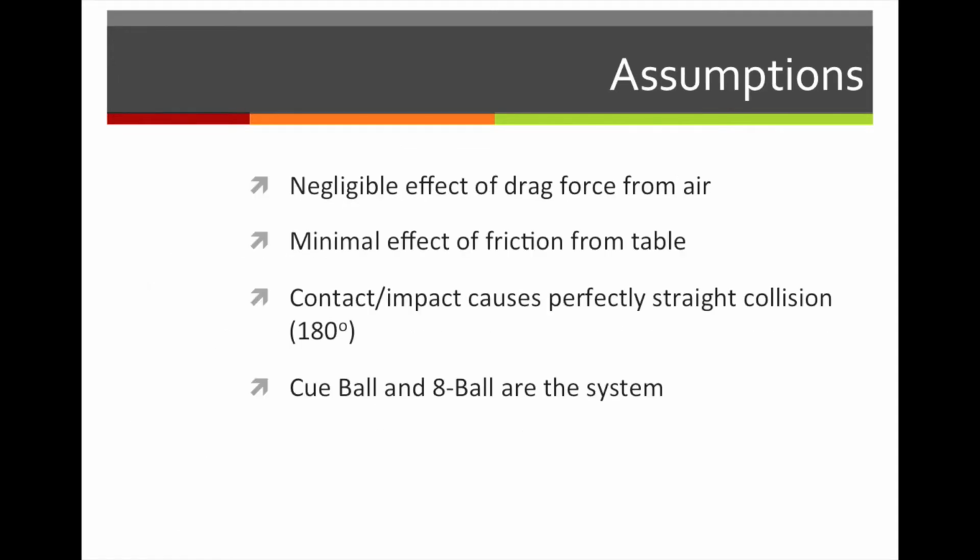The assumptions that I'm making in this lab are a negligible effect of drag force in the air and minimal friction from the table. That's a pretty big assumption, but it's an assumption that I'm going to make to start. We're also assuming that the collision of the two balls is at a completely perfect 180-degree angle, so it's going to be straight. And the other assumption is that the cue ball and the 8 ball are the entire system.